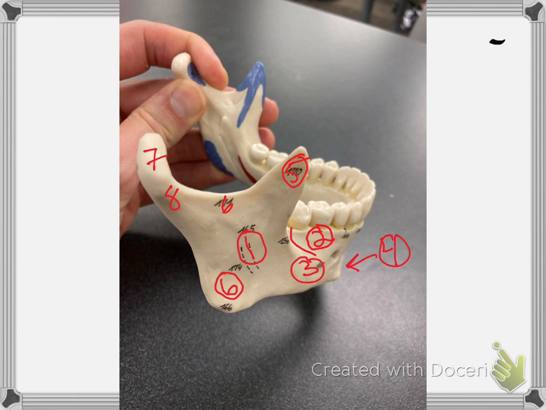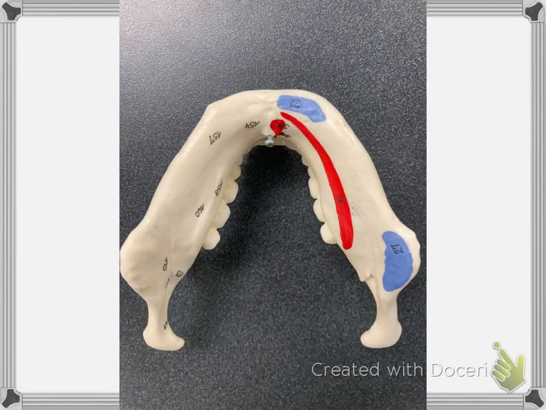5 is our coronoid process. 6 is our mandibular notch. 7 is the head of the mandible, or the condyle of the mandible. Number 8 is where we're going to see the neck of the mandible.